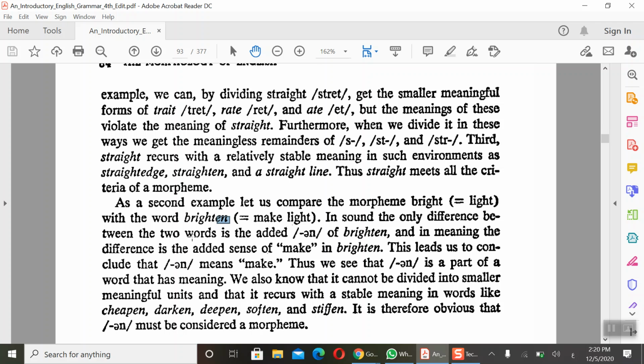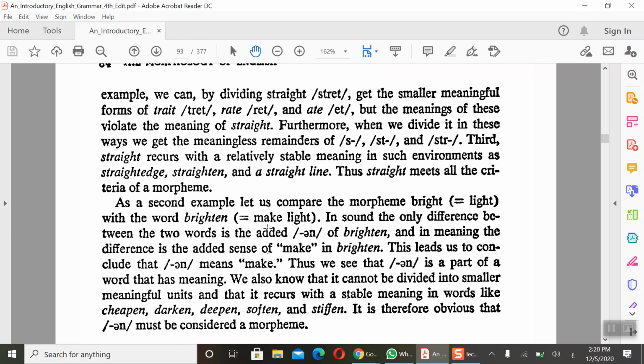Is en a morpheme? Someone might say, teacher, en has no meaning. We will see. We said bright means light. But when we say brighten, we add en, and it becomes a verb. En here changed bright, light, into make. So en here means make. Brighten means make light.